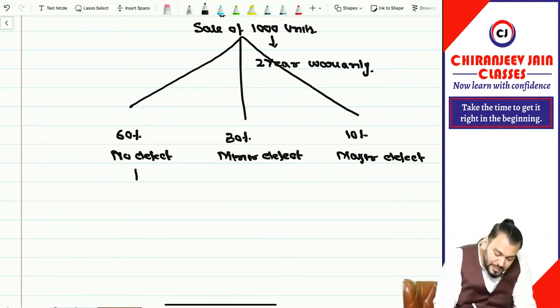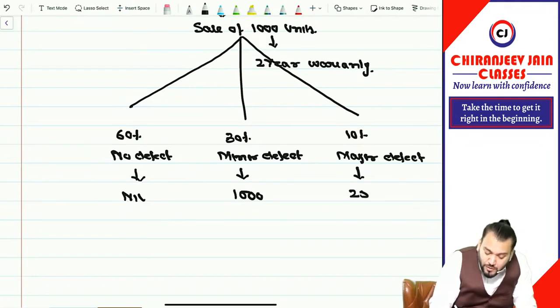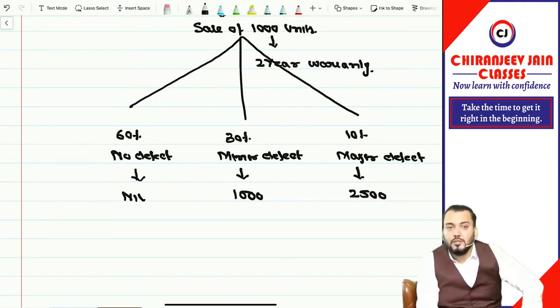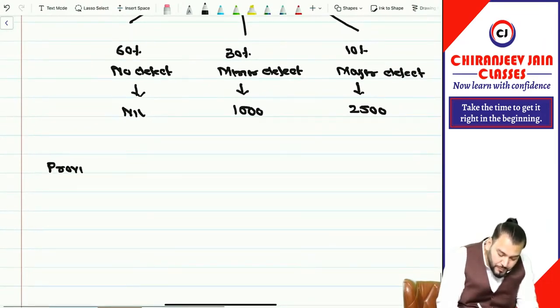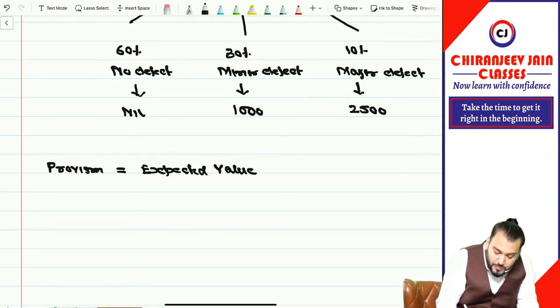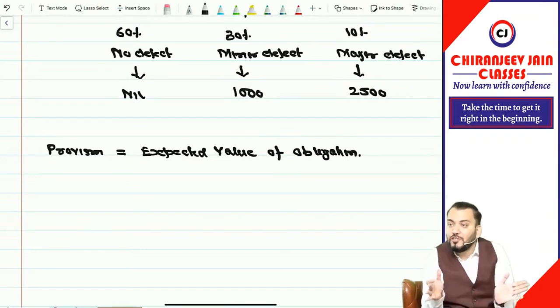So they have given that if there is no defect, then of course no expenditure. If there is a minor defect, then the expenditure may be rupees, let us assume 1000, and if there is a major defect, the expenditure may be 2500. Understood? So what will be the amount of provision? What will be the amount of provision that we need to understand? So can I say amount of provision will be expected value of obligation. Value of obligation means weighted average of all possible outcomes.